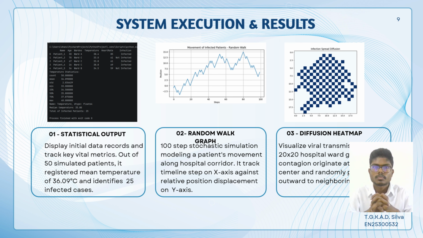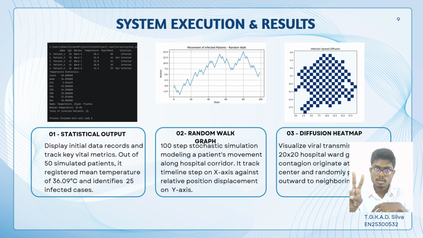Thank you, Dalu. Now I will be presenting our system's execution results and conclusion. When we run our Python code, the system generates three main outputs. First, the statistical output. The system instantly processed data for 50 patients. It calculated an average temperature of 36.09 Celsius and flagged exactly 25 infected cases. This gives hospital staff an immediate look at overall ward health.